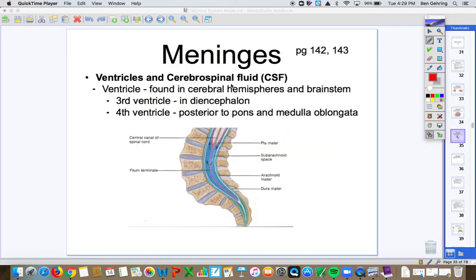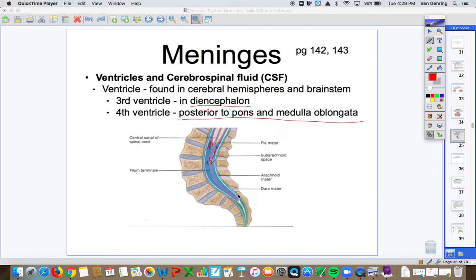So a little bit more. Your third and fourth ventricles: your third ventricle is in your diencephalon, which we talked about previously, and your fourth is posterior to the pons and the medulla oblongata. So that's there. This is showing you how cerebrospinal fluid flows. So it's going down here in this direction, then it crosses over, it makes a transition, and it heads back up this way at the bottom of your spinal column.